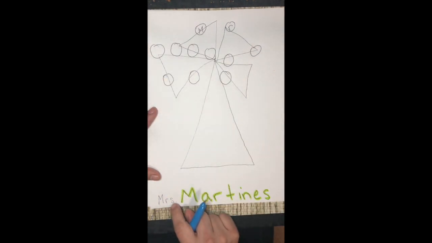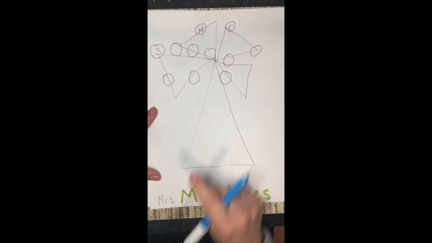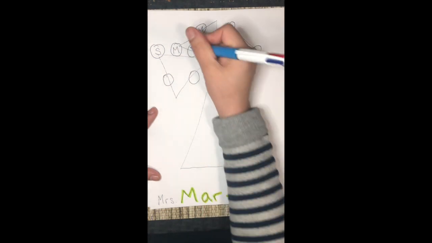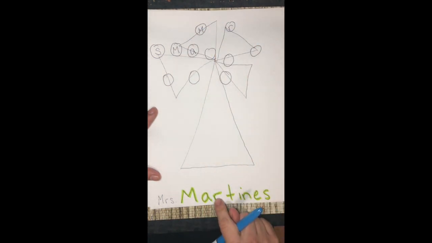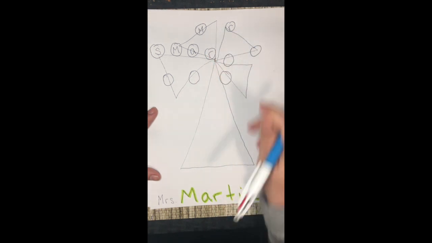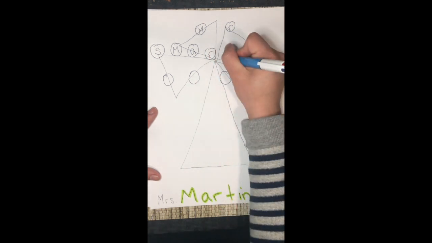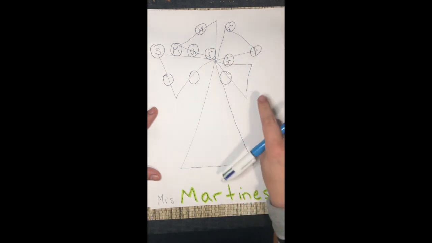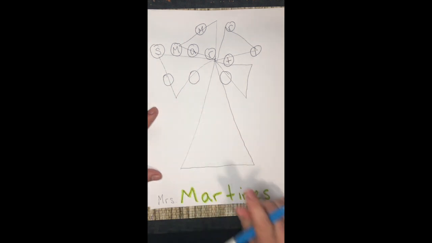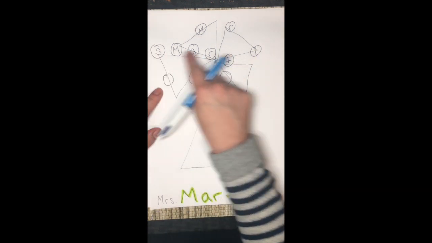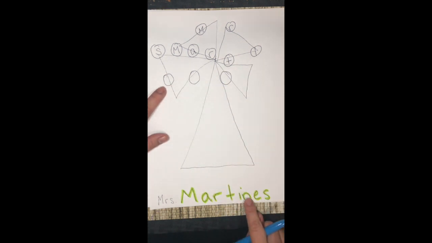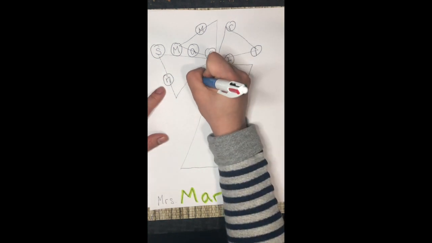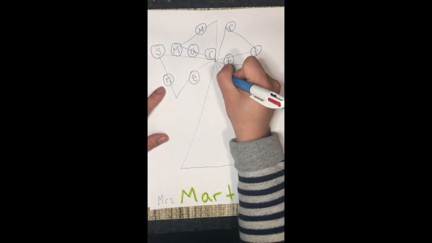And the next letter in my name is an S. And then I have another M, then an A, an R, a T, an I. So I'm going to go back down here because this was the last letter in this row. So now I'm going to go here, and the next letter is an N. Then an E, and an S.